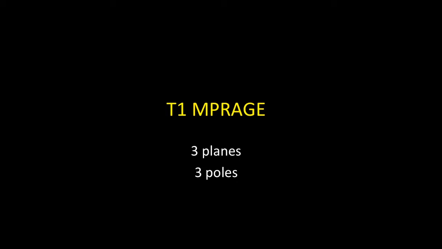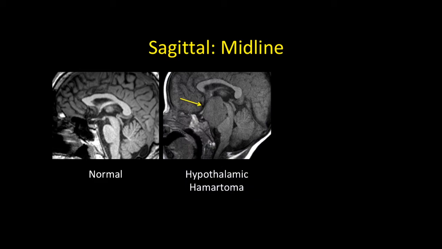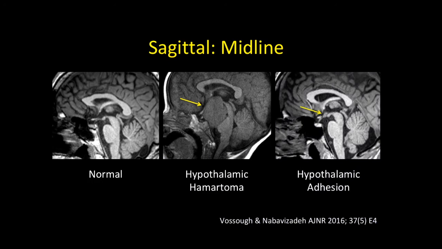Alright, we'll start with the T1 MPRAGE. Again, 3 planes, sagittal, axial, coronal, 3 poles. So starting with the sagittal midline, you always want to just clear that sagittal midline, and this is a normal picture. Here's somebody that's grossly abnormal with a hypothalamic hamartoma, and here's somebody with a more subtle lesion of a hypothalamic adhesion. The hypothalamic adhesions can resemble a small hamartoma, but these are more almond-shaped, and they're kind of an attachment between both sides of the hypothalamus.